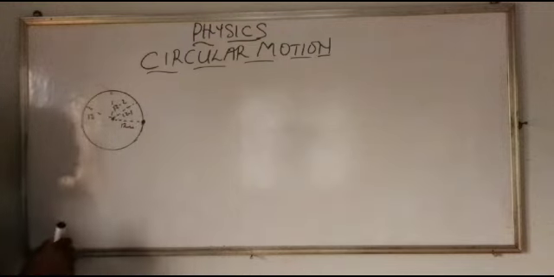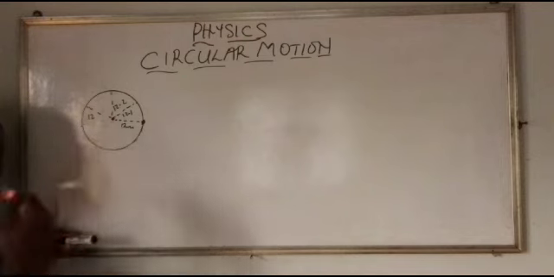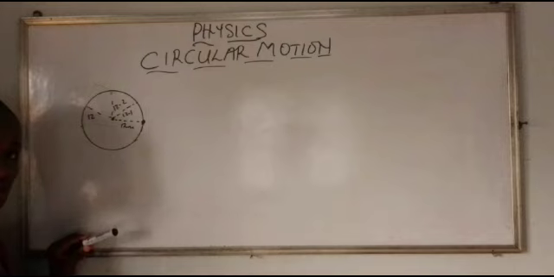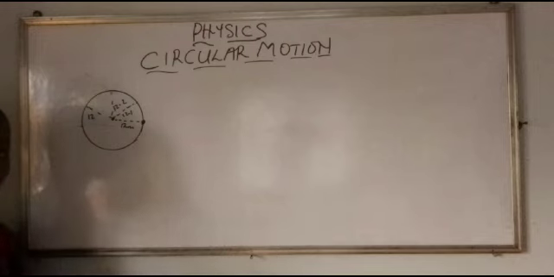So you can say that in a circular motion, the distance between the object at any point of the circumference and the center varies. Alright? So that is one thing you need to know. But for rotational motion, it does not vary. It is constant. So take note of that.